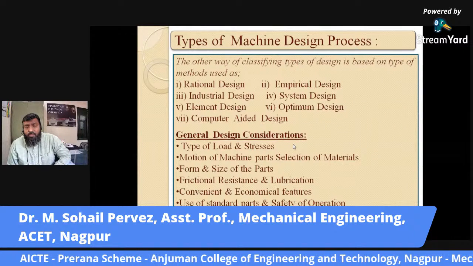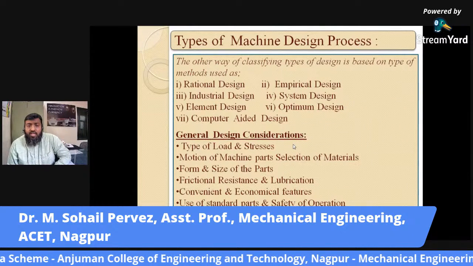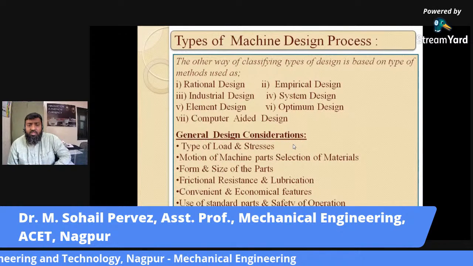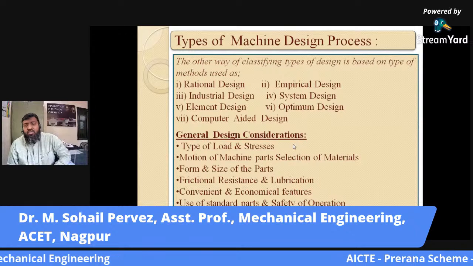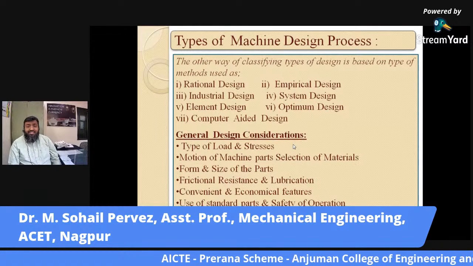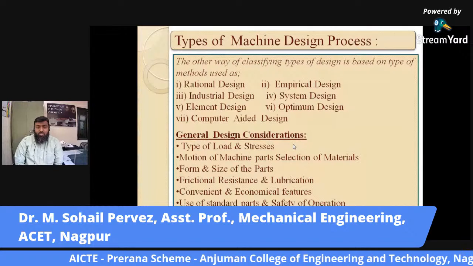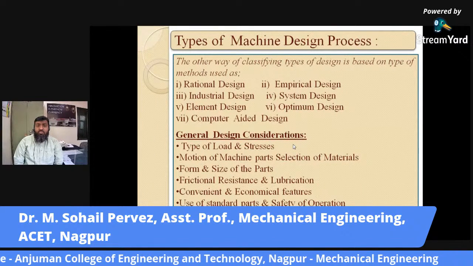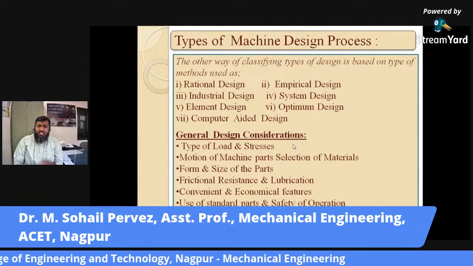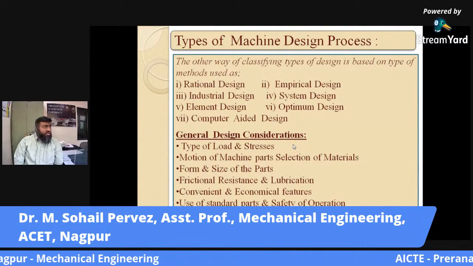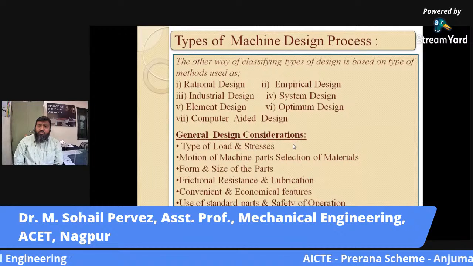Element design. Element is nothing but the singular part of a system, wherein that element design is equally important. The next is optimum design, because we all are aware that optimum design is utmost requirement of the industry as well as customer. So optimum design. But these are the different ways of classification. And then now computer aided design, we are all aware of this particular computer aided design.